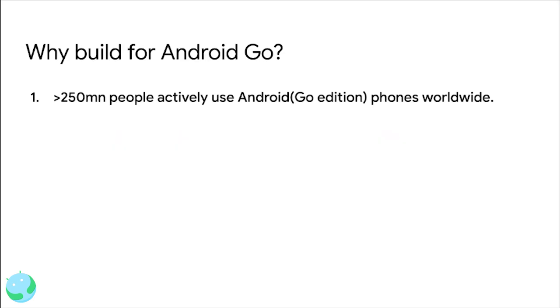And other reasons why developers should think about it: we don't really know the numbers, people just talk about it. But this is something from the IDC mobile tracker. They have given us this number that more than 250 million people are using, and this is the worldwide number. This is not the India one. So 250 million people are actively using Android Go devices.